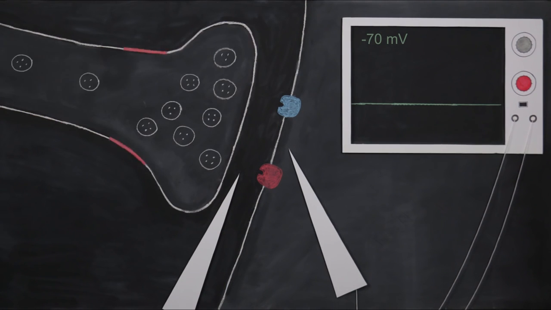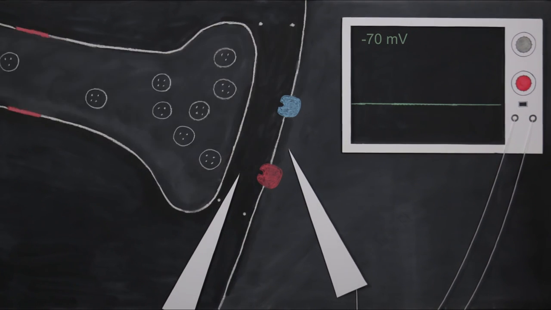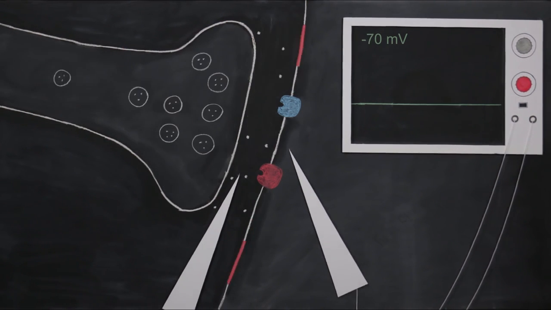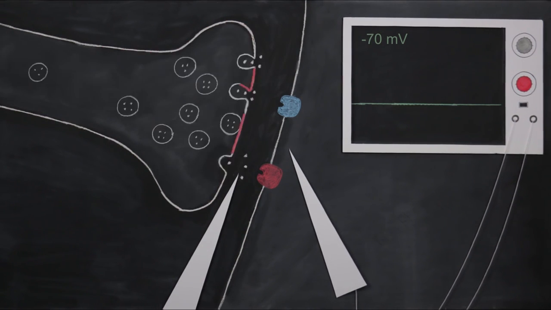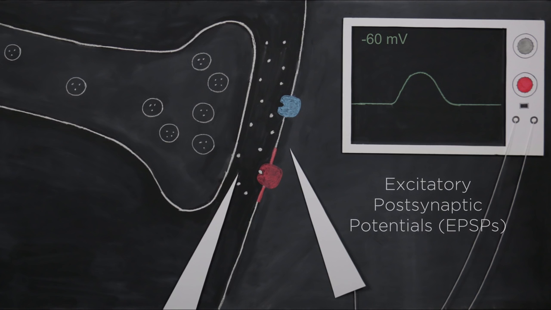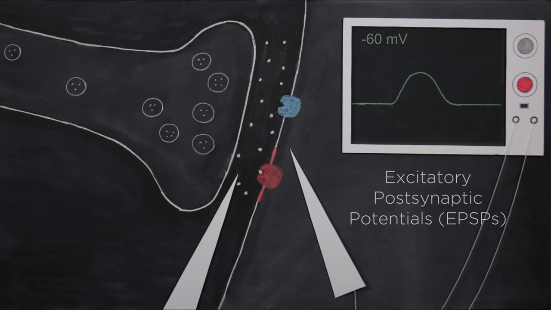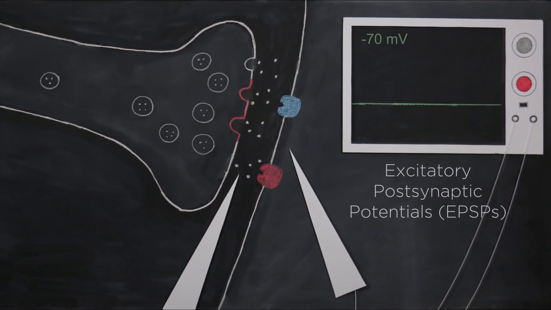The second possible effect that a neurotransmitter might have when it binds to a postsynaptic receptor is to depolarize the receptive membrane, that is, decreasing the polarization of the membrane potential. We can see this depolarization as an upward deflection on the oscilloscope. Postsynaptic depolarizations are called excitatory postsynaptic potentials, or EPSPs, because they increase the likelihood that the neuron will fire an action potential.